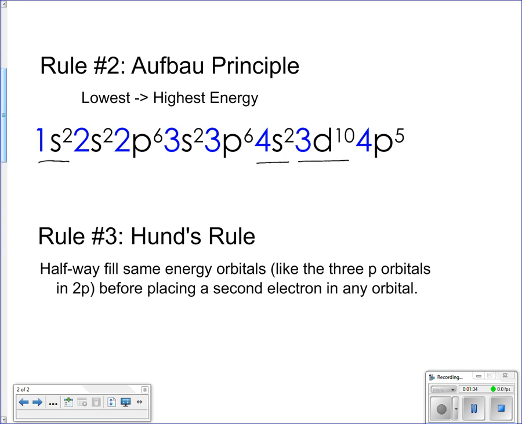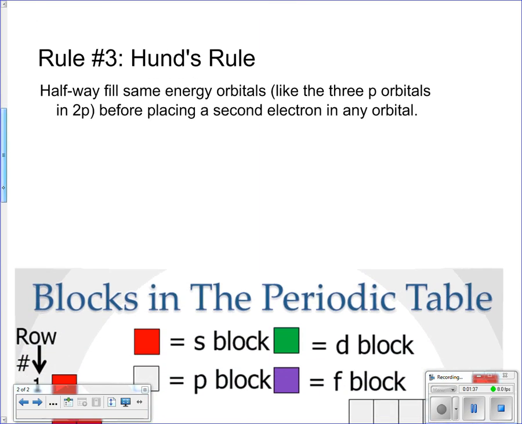Rule number 3 is Hund's rule. Hund's rule states that when we're filling up orbitals, we have to halfway fill them before we start placing a second electron in any orbital. So you might remember that with Lewis dot diagrams, we did something similar to this. If we were to take the Lewis dot diagram for oxygen, we would place 6 dots around, but before we pair any up, we have to put 4 around so that they're individual. And then we can start pairing up.